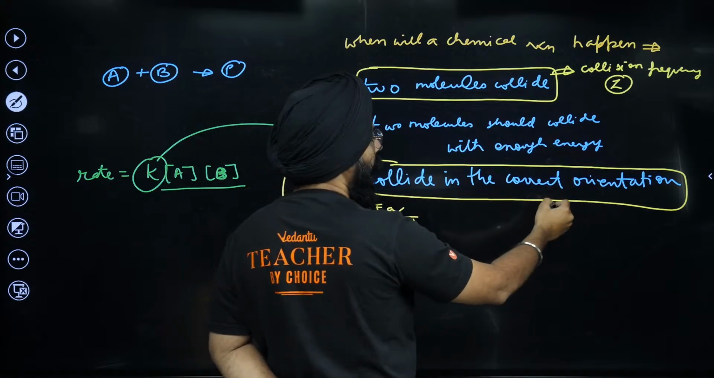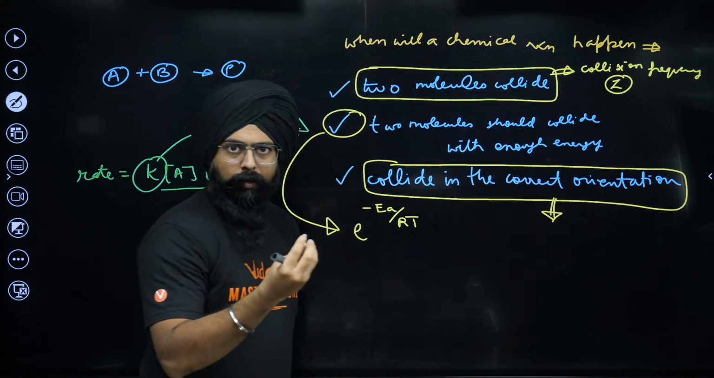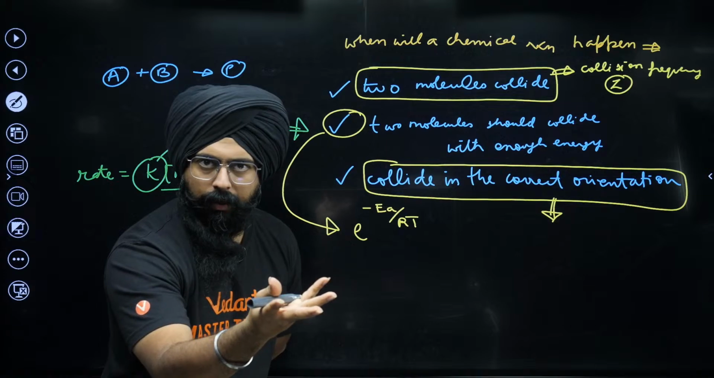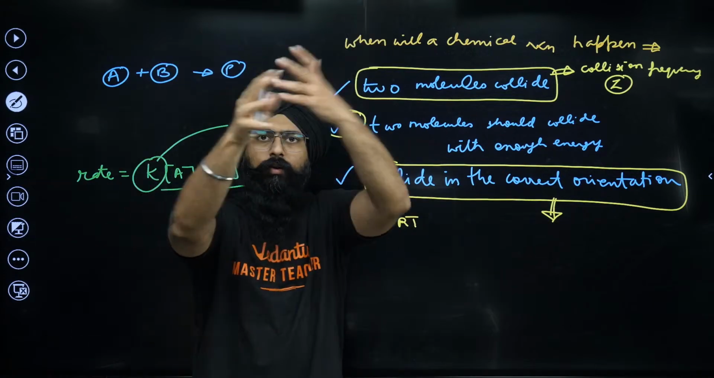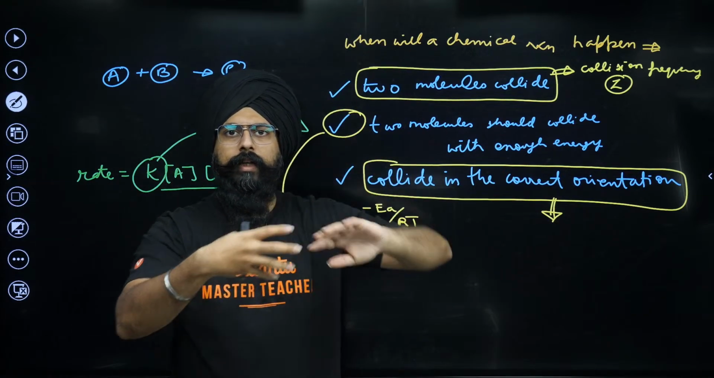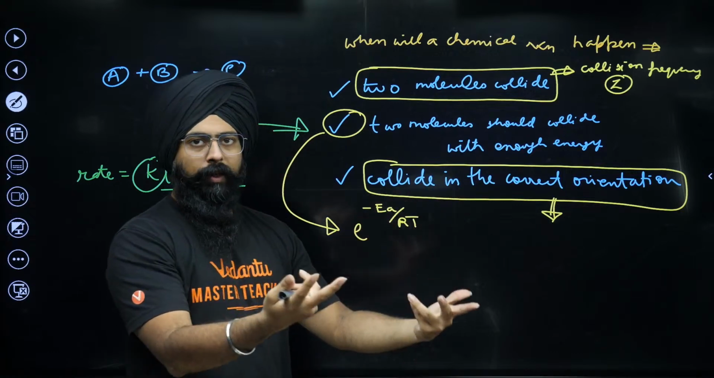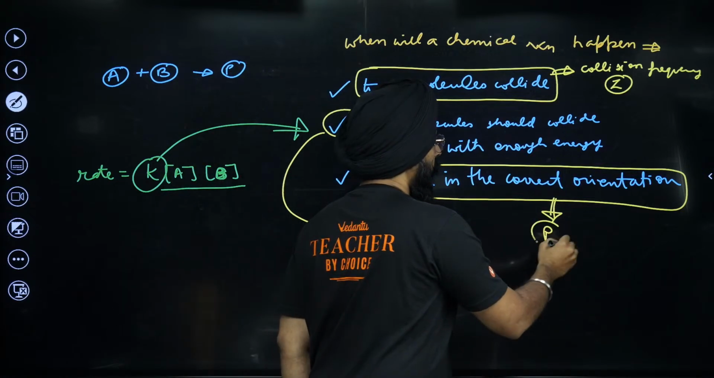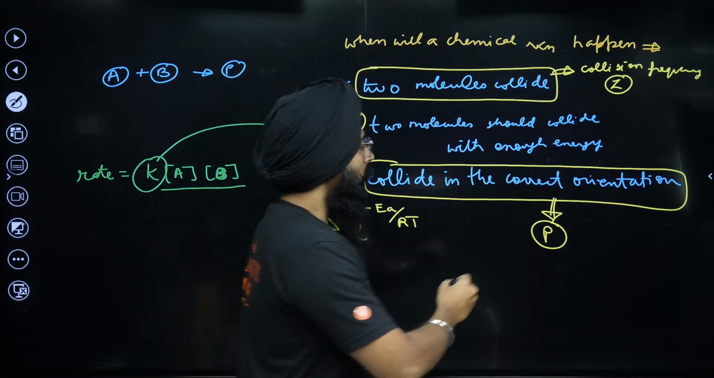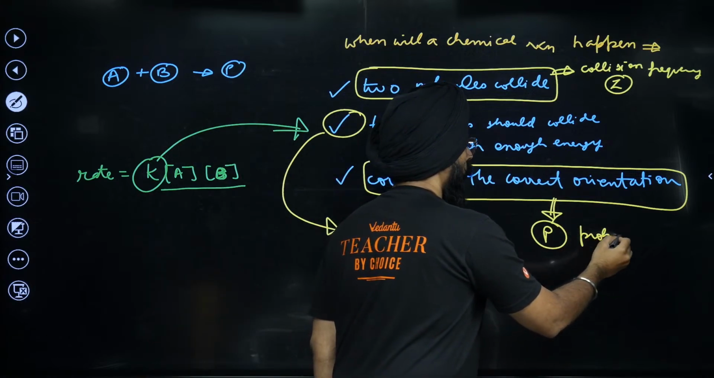Okay, and they must collide in the correct orientation. So there will be some probability of correct collision, right? Out of 100 collisions, let's say 2 collisions are fine for reaction. So there will be some probability of collision. We will represent this with the probability P. This is the probability of correct collision.